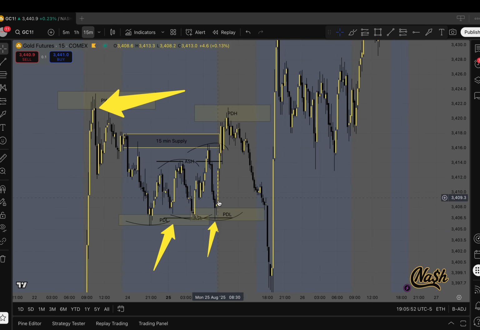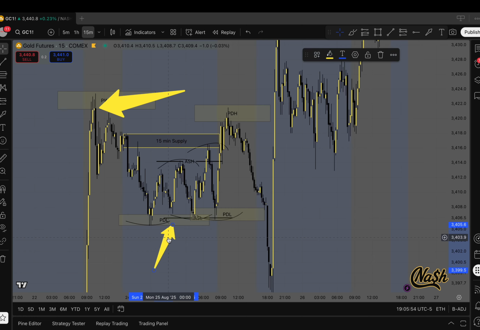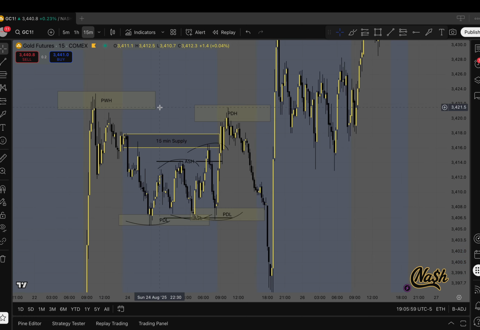But all in all, this trade wasn't a bad trade. I had the right vision, just wrong timing. It wasn't the right timing.